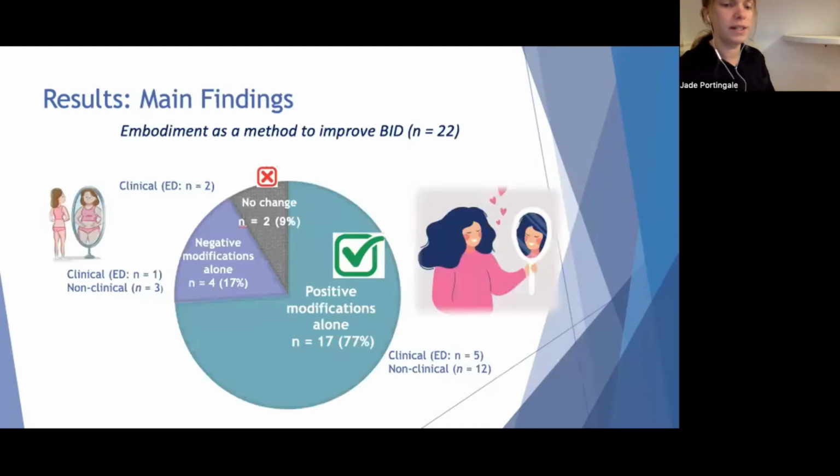So 22 studies addressed AIM2. Of these, almost 90% observed changes in body image disturbance post-embodiment, so the large majority, with most of these, nearly 80%, reporting positive modifications alone, and only a small minority of studies reporting negative modifications alone or no change in body image disturbance.